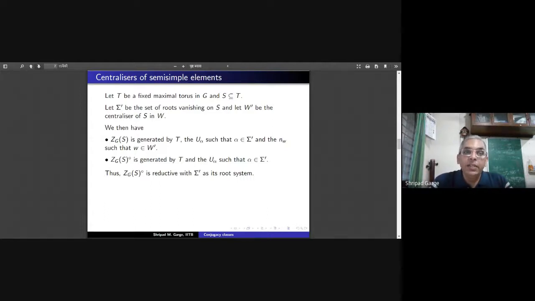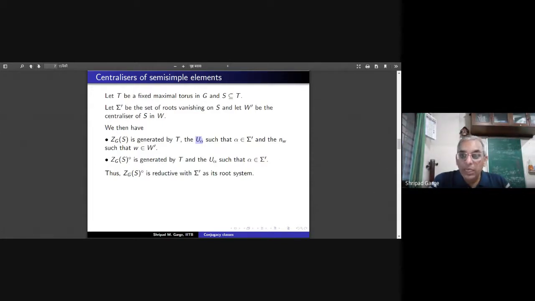Then the centralizer of S in G is generated by the torus T and the U alphas. Remember that these are the root groups. Whenever you have a root alpha, there is a unique one parameter subgroup inside G corresponding to this root alpha on which your torus T acts appropriately. So the centralizer of S in G is generated by your maximal torus. The maximal torus has to be there in the centralizer because it's a commutative subgroup of G which contains S, so it will definitely be centralizing S.